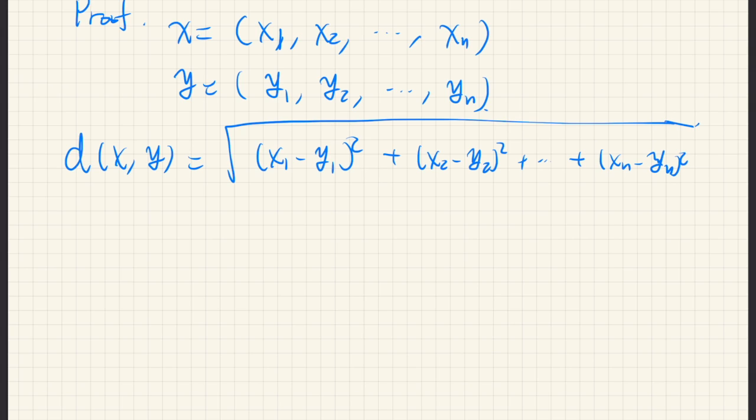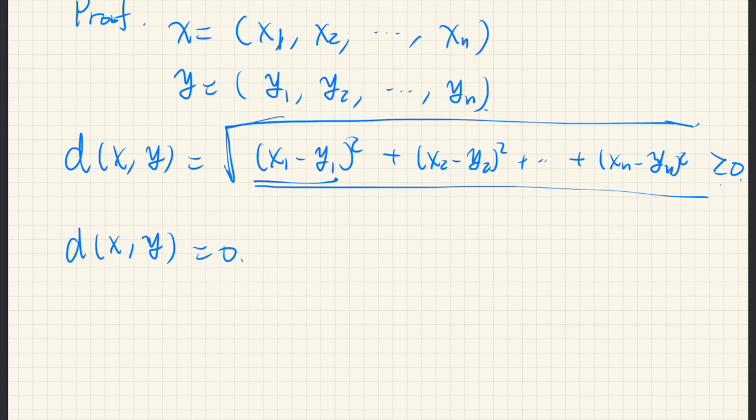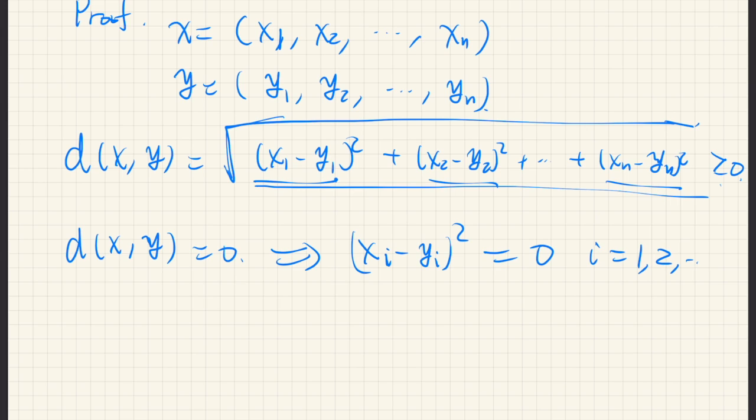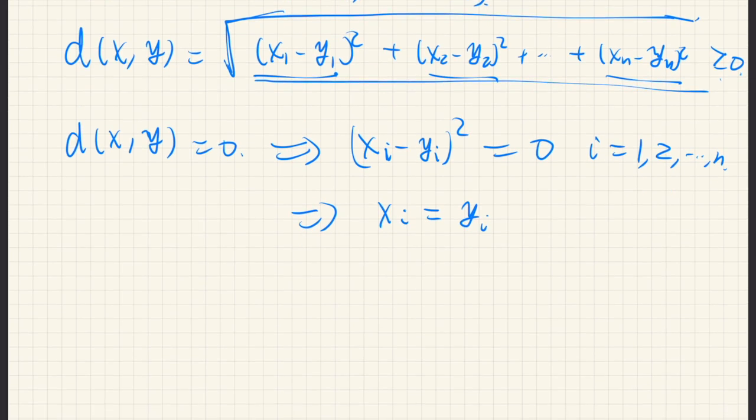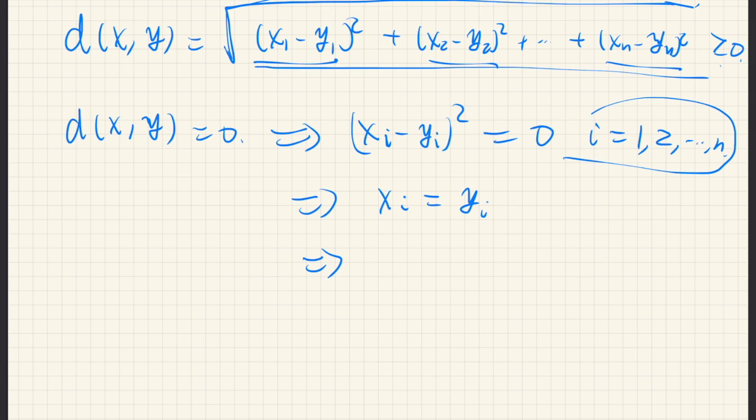Because of this functional form, this is of course non-negative, right? This is a positive square root, so it is non-negative. And suppose the distance is 0. Then that means all of these are 0, so (xi minus yi) squared is 0 for each i, 1, 2, up to n. So this means xi is equal to yi for all of them, which means x is equal to y.